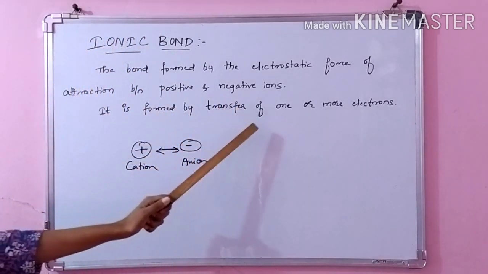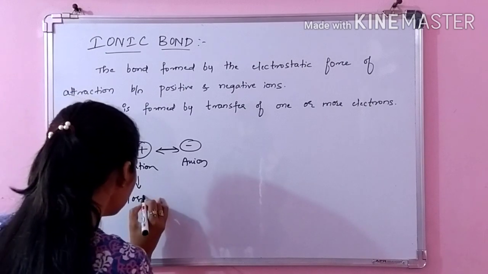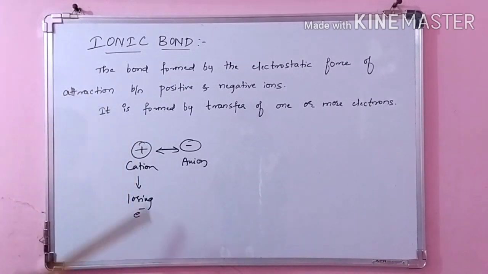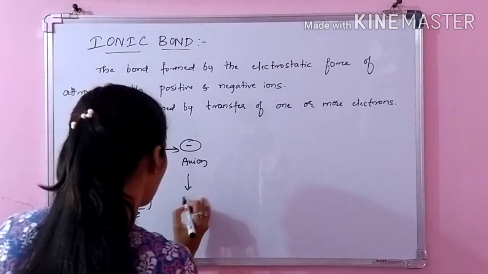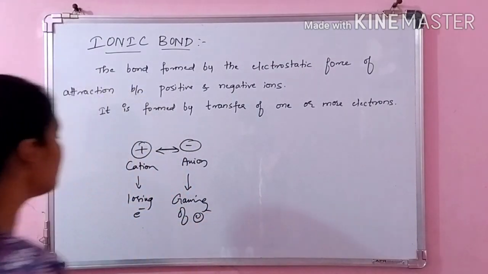So how these ions are formed? It is formed by the transfer of one or more electrons. When an atom loses an electron, it gains positive charge. It is formed by losing the electron. So you should know this. It is formed by losing the electron and it is formed by gaining of electron.